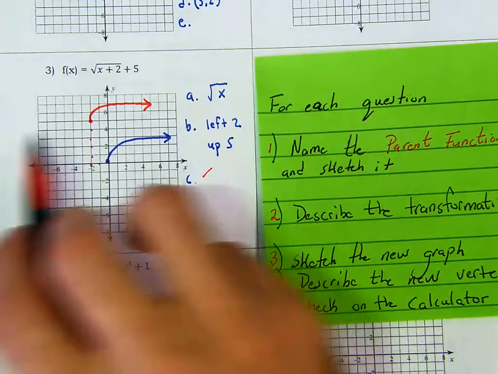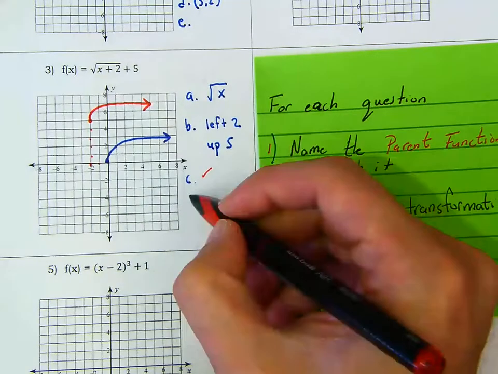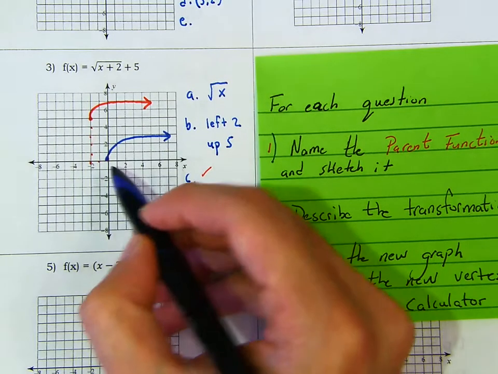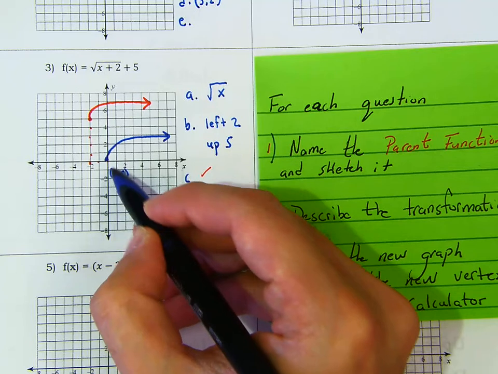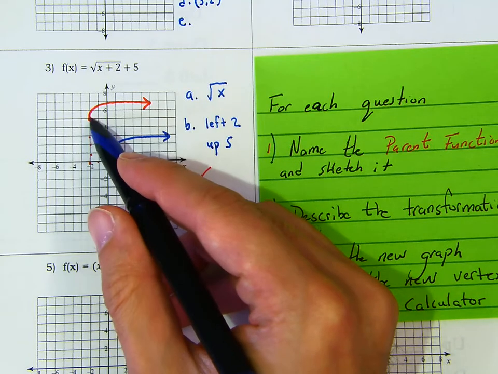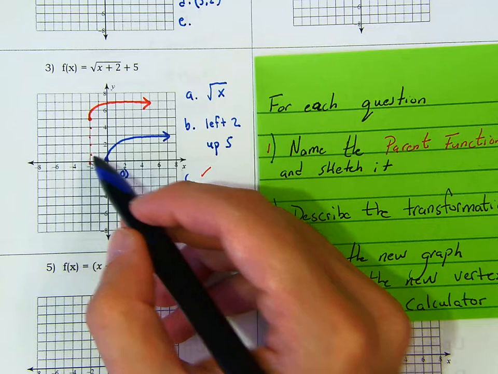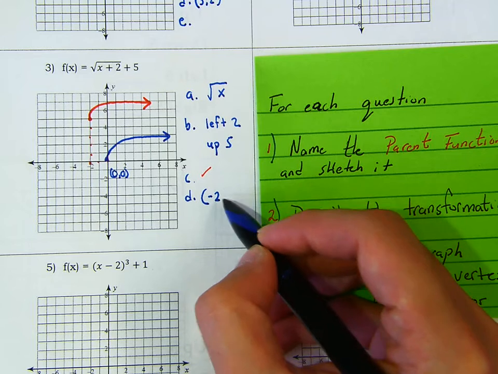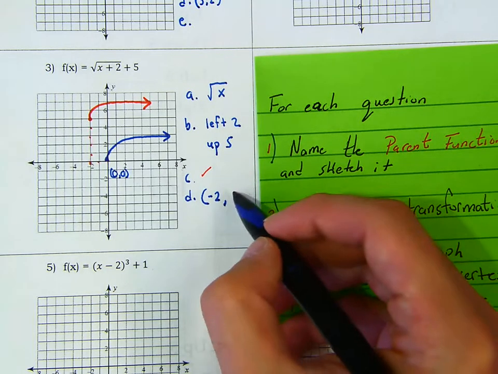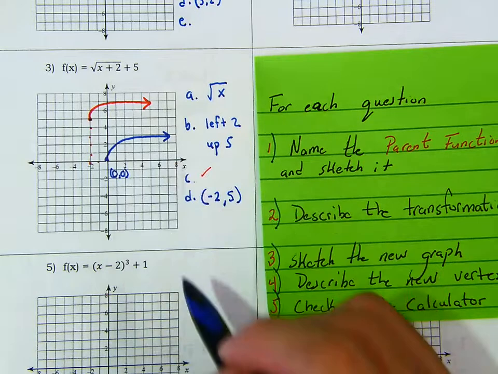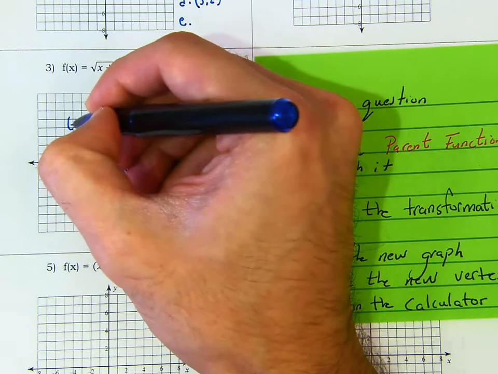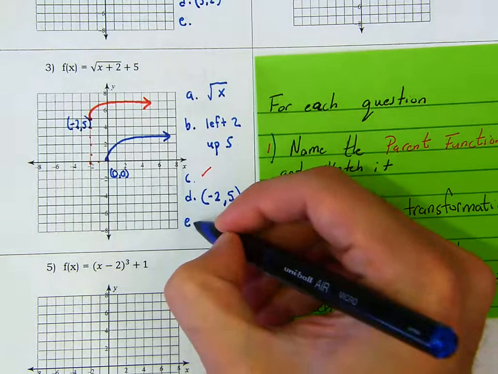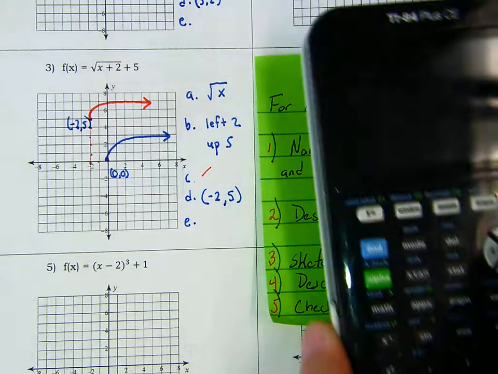We sketched it. Part 4, what am I asking you to do? What is the vertex? The original vertex for all these graphs is at 0, 0. That's where we start. But then where is the new point of my vertex? How did it transform? It's 2 to the left, so that means negative 2 to the left, and 5 up, which is positive 5, and that's my point. The point is negative 2 comma 5. That is the point. And what is letter E asking? Check it on your calculator.